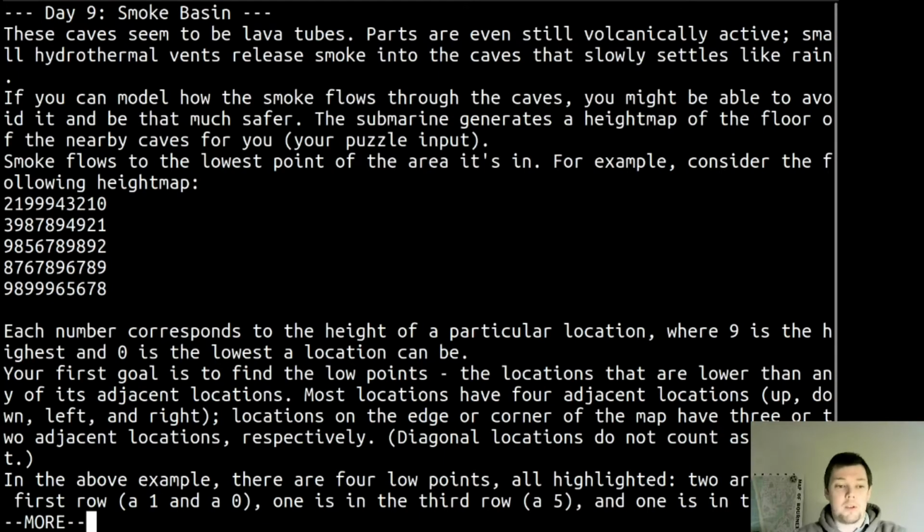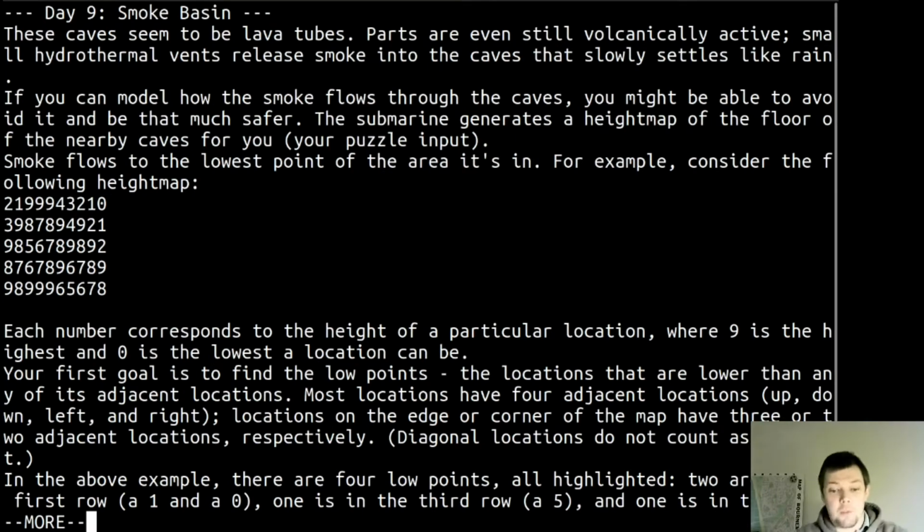For example, consider the following height map. Each number corresponds to the height of a particular location, where 9 is the highest and 0 is the lowest a location can be. Your first goal is to find the low points, the locations that are lower than any of its adjacent locations. Most locations have 4 adjacent locations, up, down, left and right. Locations on the edge or corner of the map have 3 or 2 adjacent locations respectively. Diagonal locations do not count as adjacent.